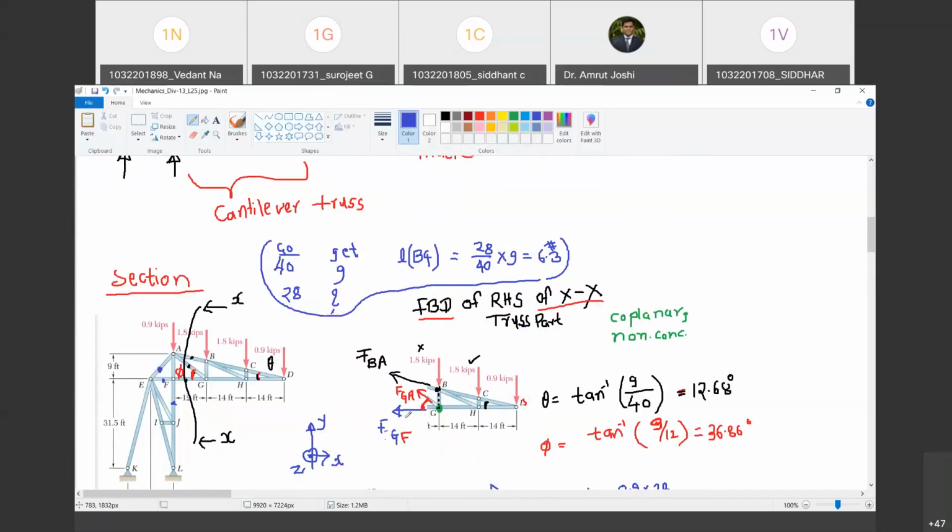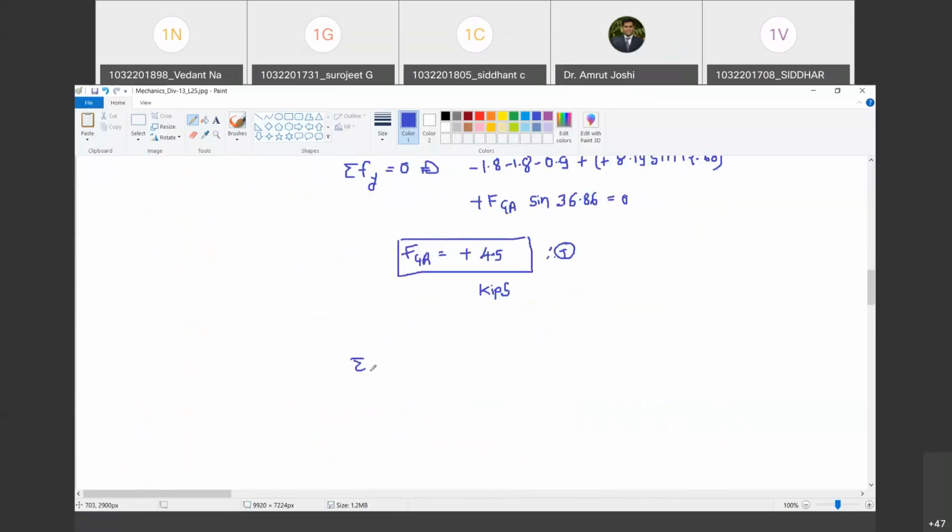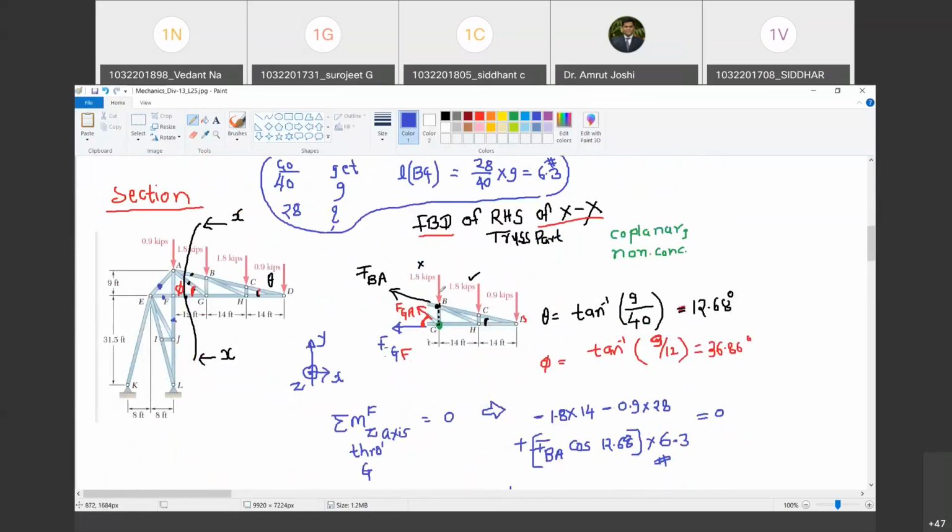I am going to take now summation Fx equal to 0. Happy? Yes, sir. So let us do it. Summation Fx equal to 0. This implies, bolo, which forces? This 1.8, 1.8, 0.9 do not contribute because they are vertical. Are you with me? Yes, sir.